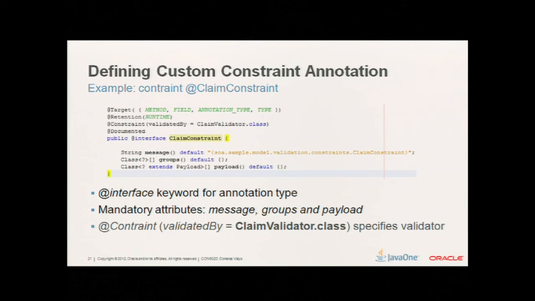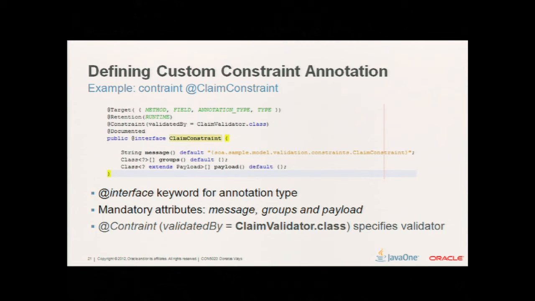How can a bean validation constraint be defined? It's just a custom annotation where you can specify a target, using the interface keyword for the annotation type. We have to provide mandatory attributes: message, groups, and payload, and a target where the annotation can be put, such as a class, and also validatedBy.